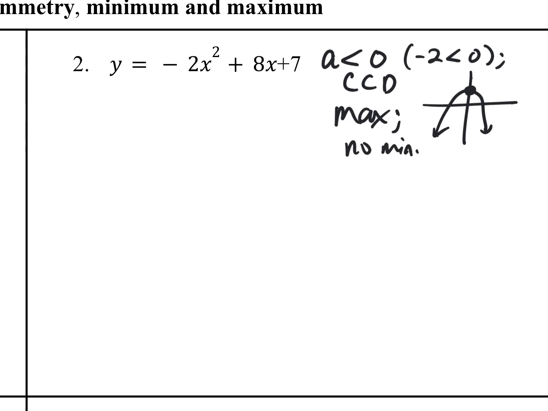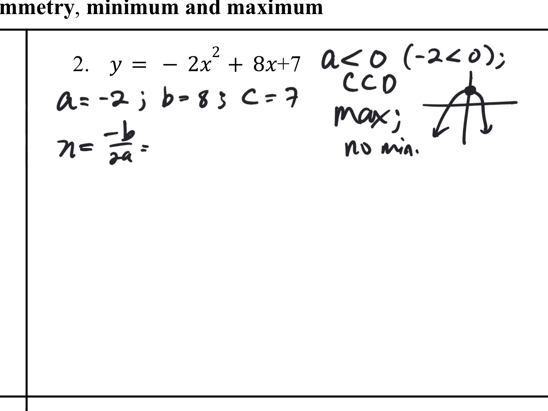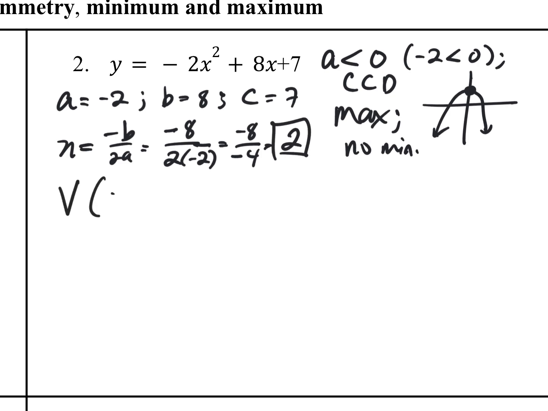So let's look at our ABC here. A is equal to negative 2. My B is equal to 8. And my C is equal to 7. The x-coordinate of our vertex is going to be negative B over 2A. Our B is 8, 2 times negative 2. That's going to give you negative 8 over negative 4, and negative 8 divided by negative 4 is going to give you positive 2. So the x-coordinate of my vertex is 2.